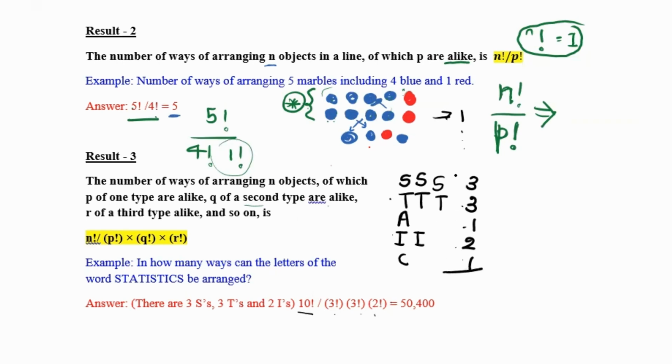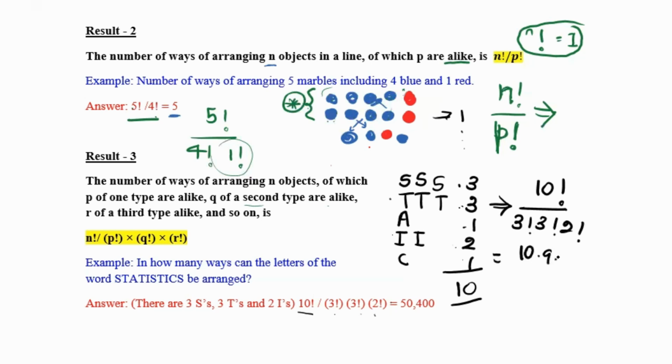So altogether, we have 3, 6, 7, 9, and altogether 10 letters. Out of these 10 letters, we have 3 alike, 3 alike, and 2 alike, which gives us the total number of arrangements that we can make as 10 factorial, which is n factorial, divided by 3 factorial, 3 factorial, and 2 factorial. And this will be our final answer, which happens to be 50,400. How do we do those calculations?